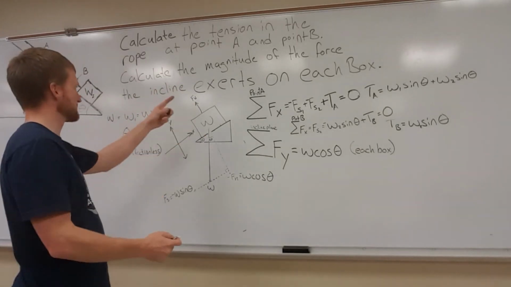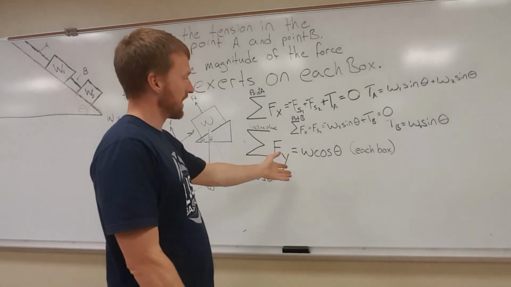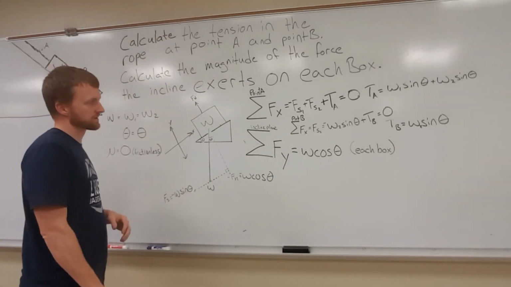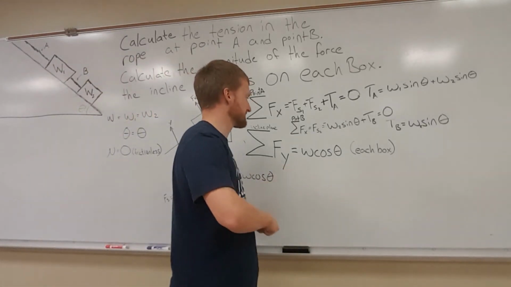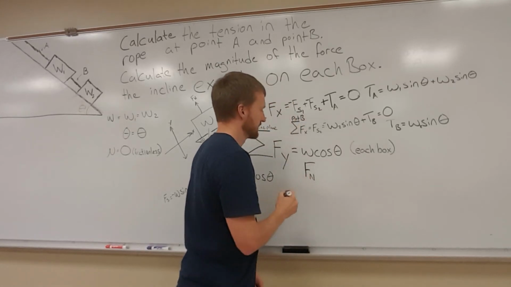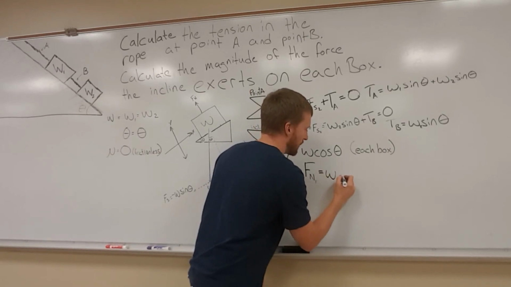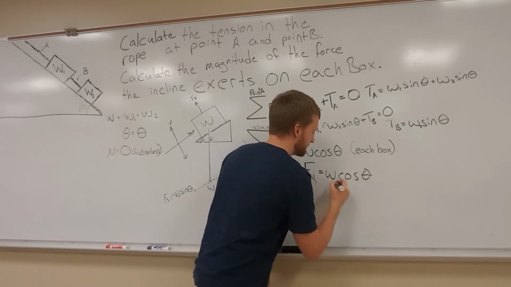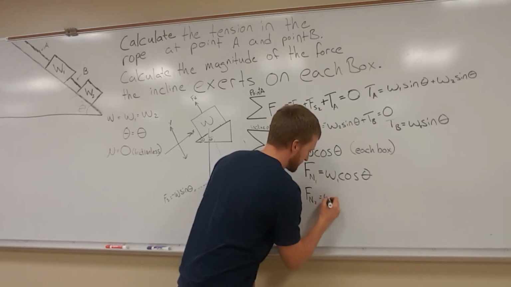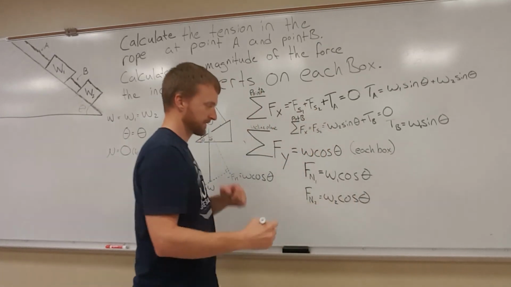Calculate the magnitude of the force the incline exerts on each box. So F sub y, what's the only thing happening there? The normal force. The normal force is the only thing that's happening right here. And I neglected to write that, but F sub n for the first box is equal to W1 cosine theta, and the normal force for box 2, as you would guess, is W2 cosine theta.